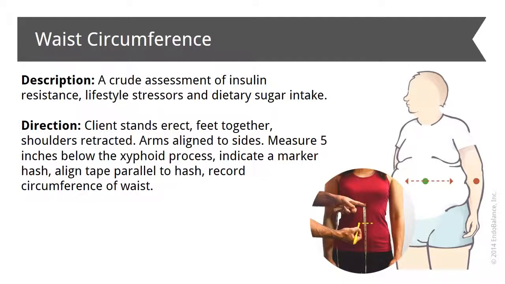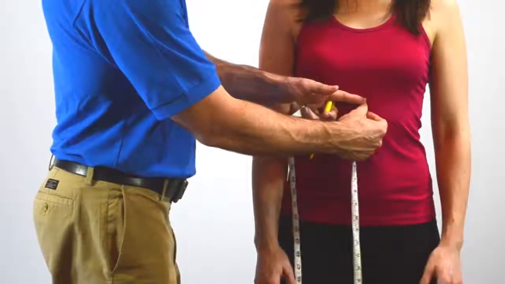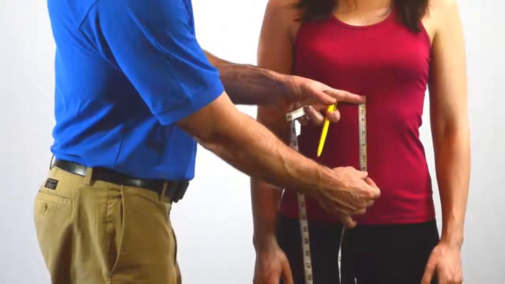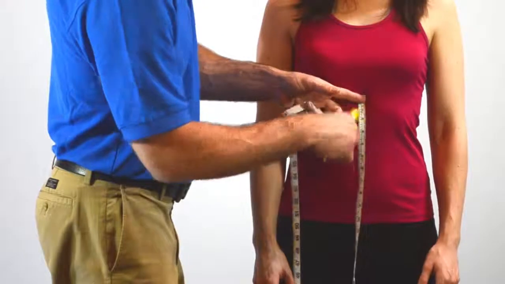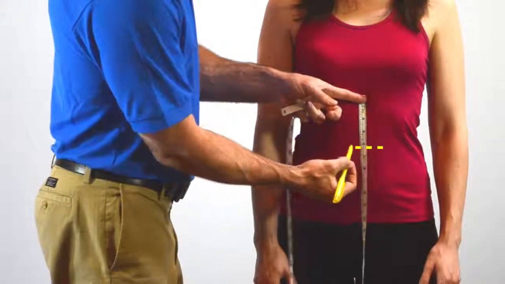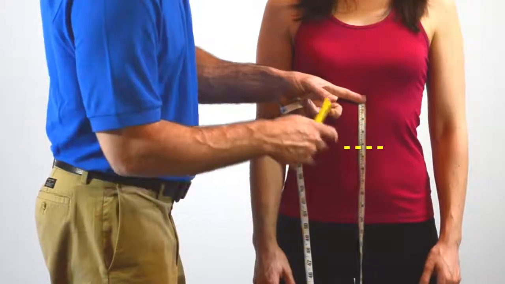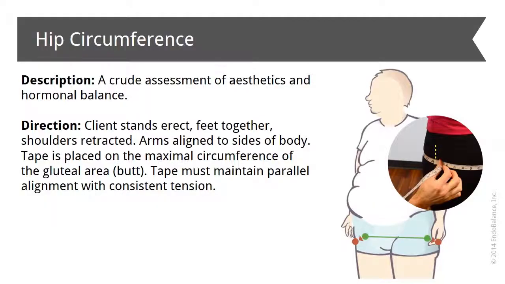Waist circumference. Description: a crude assessment of insulin resistance, lifestyle stressors, and dietary sugar intake. General waist circumference for individuals less than 6 feet in height should be less than 40 inches in males and less than 35 inches for females. Direction: client stands erect, feet together, shoulders retracted, arms aligned to sides. Measure 5 inches below the xiphoid process. Indicate a marker hash. Align tape parallel to hash. Record circumference of waist.